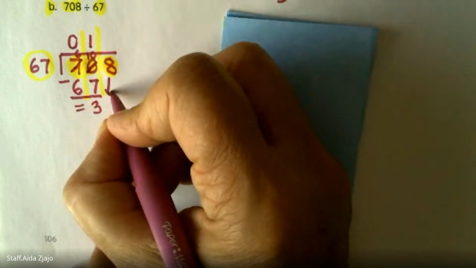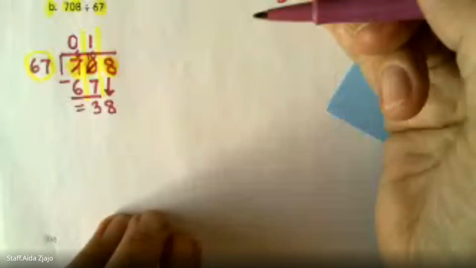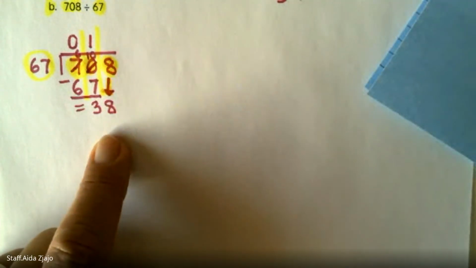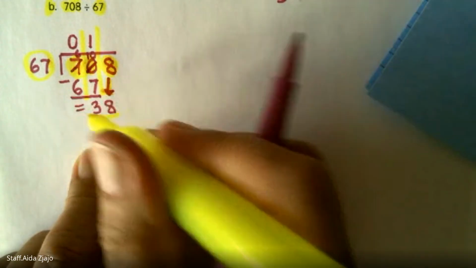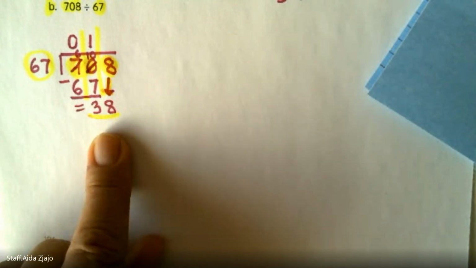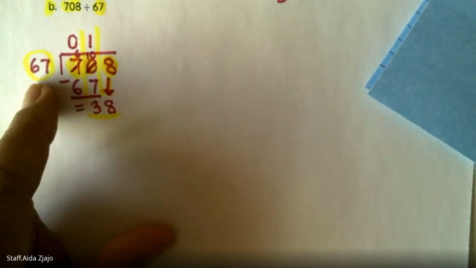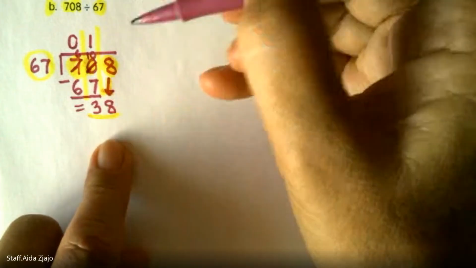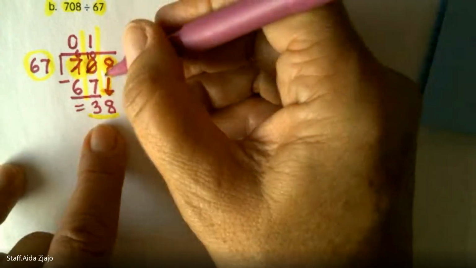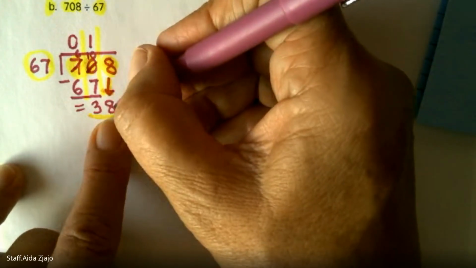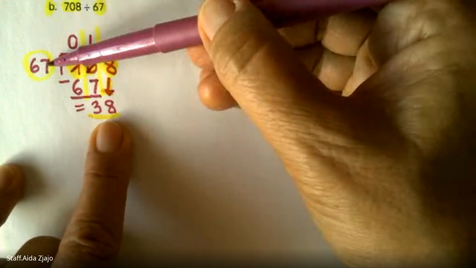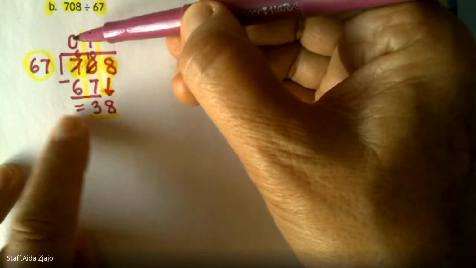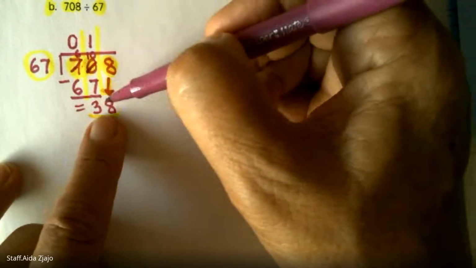I am going to bring down the 8, and then I have to work it out. The standard rule says if you bring down the number, even if it's smaller, you still have to work it out, because the answer doesn't make sense if you say 1 times 67 is 708, does it? No, it doesn't. So you have to keep asking yourself, if you have 38, how many groups of 67 you can make. Same as when you had 7, how many groups of 67 you made? 0, correct? It's the same thing.